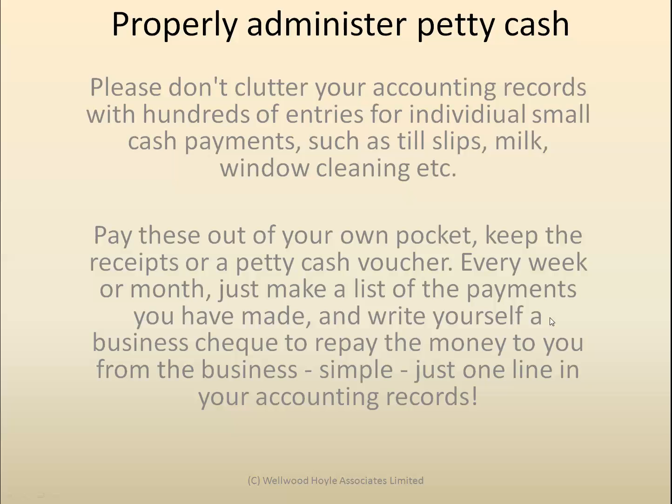Next point, petty cash. We've already touched on this. If you're doing a lot of little out-of-pocket purchases, like window cleaning, buying pints of milk, a few stamps at the post office, you're better off just paying them out of your pocket, making a little tally list of all the payments you're making, and maybe every week or every month or every 6 months, tally it up and get the business to write you a cheque to cover all the little bills that you've paid out. Then in your accounts it's just one line, one payment.